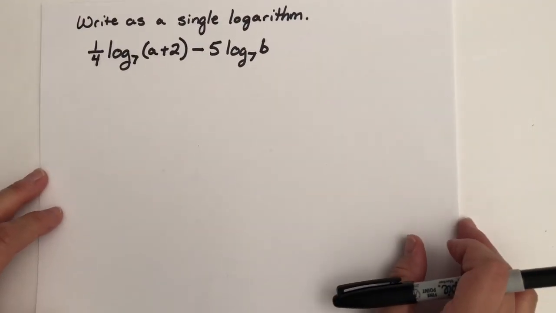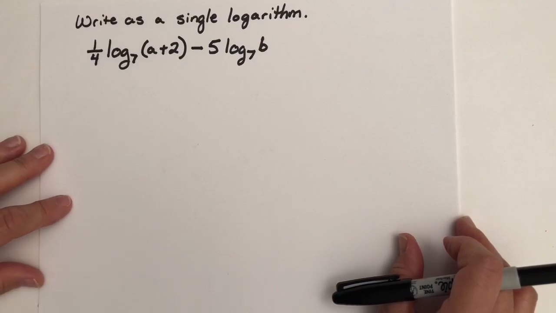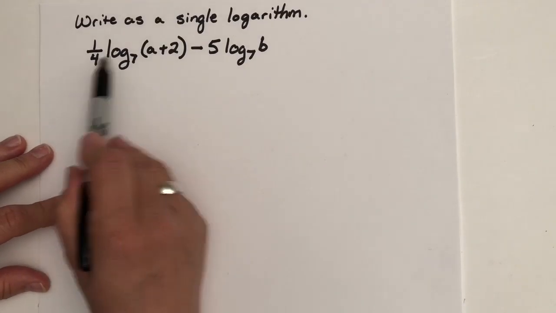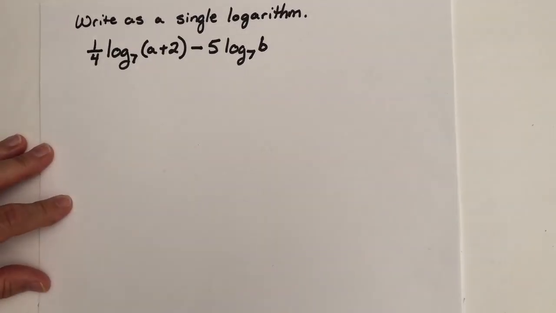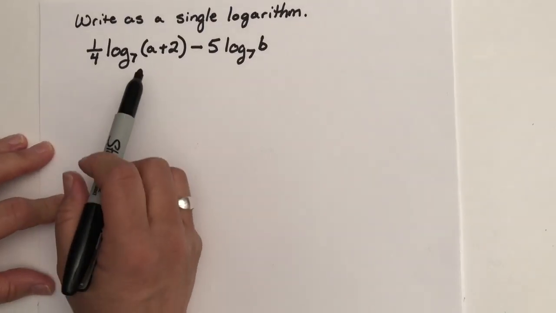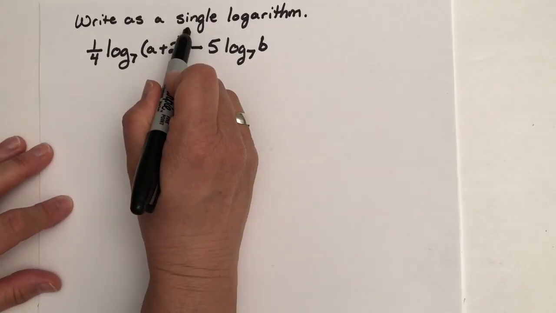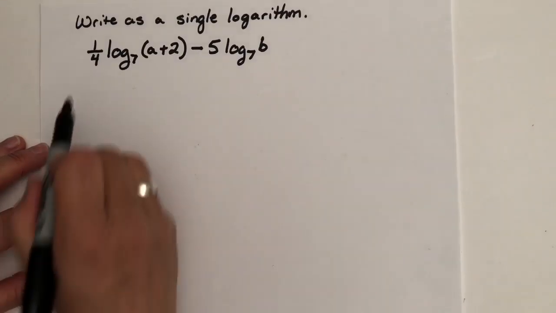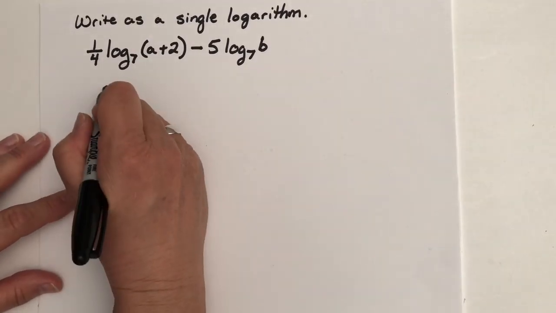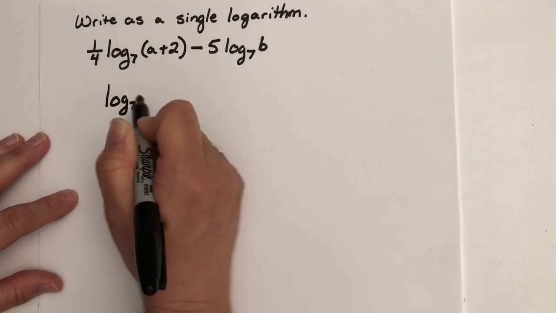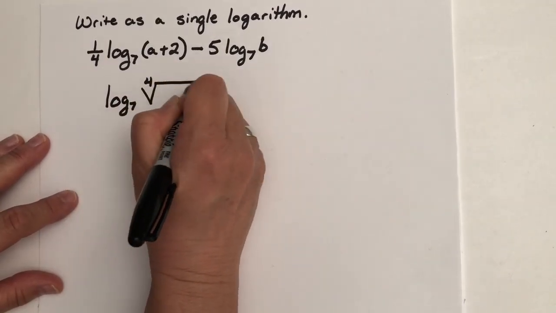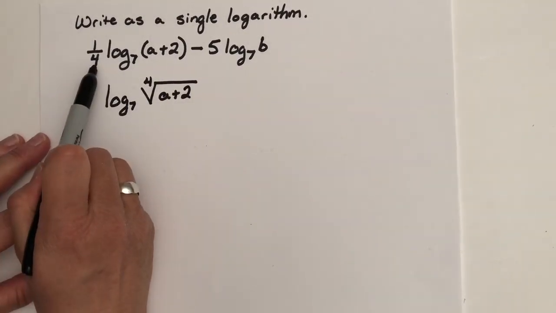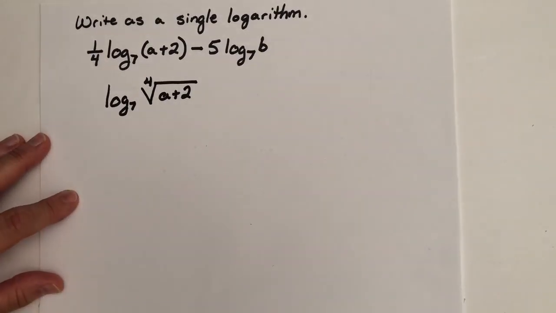Suppose we have this problem to write as a single logarithm. We can handle it the same way. We have coefficients that aren't 1, so we're going to make those become powers or exponents. So we have this 1/4. It's going to become my exponent, but I'm going to write it as a radical, just like I did on the previous one. Remember, a 1/4 exponent is equivalent to a 4th root. So let me write it that way, 4th root of a plus 2. Just good for us to keep in mind the 1/4 exponent is equivalent to a 4th root.